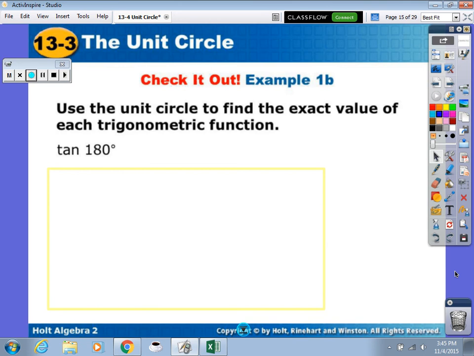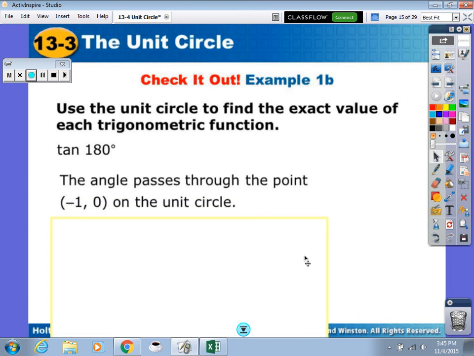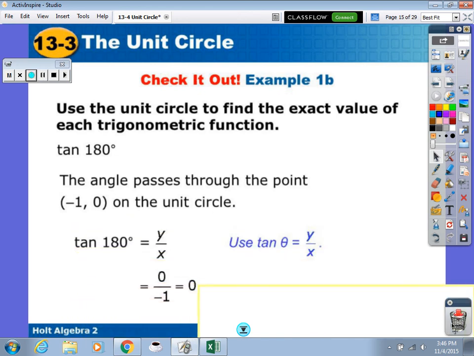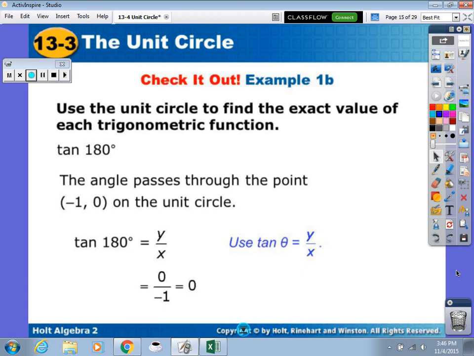Next, try this with 180 degrees for tangent. Find the exact value, pause the video, and resume when you're ready to check your work. Okay, tangent 180 degrees passes through the point negative 1, 0. It's along the x-axis on the far left-hand side. When we consider that our x-coordinate is negative 1 and our y-coordinate is 0, and place them in the appropriate ratio for tangent, we end up with 0 over 1, or tangent is 0 at 180 degrees.